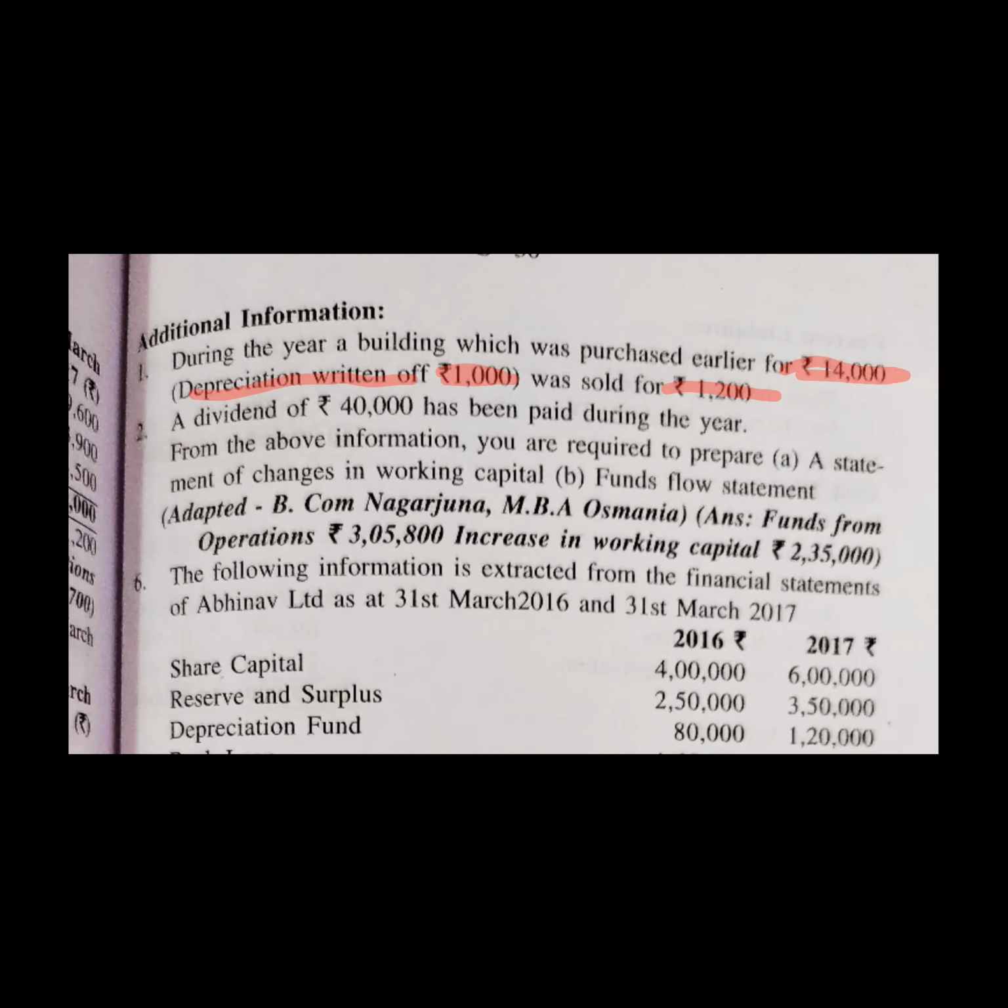Next, dividend of 40,000 has been paid during the year. See, dividend has to be proposed in the general meeting at the end of the financial year. So after preparation of the balance sheet, this will be done. So this is an adjustment item. Proposed dividend will be shown in appropriations, as well as dividend paid is an application. So it is an adjustment thing. We need to add it in FFO. Again, whatever dividend is paid will be considered as an application. Shall we do it?